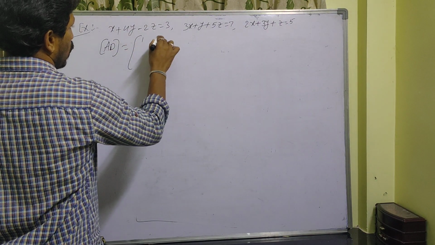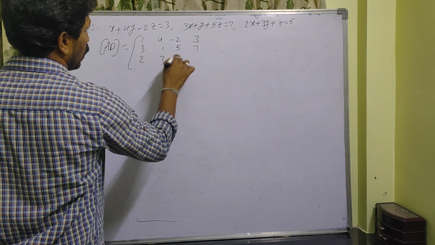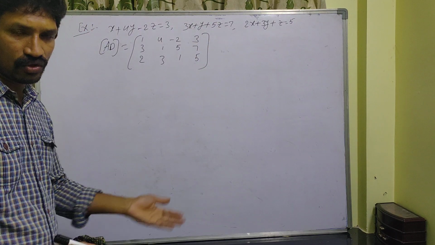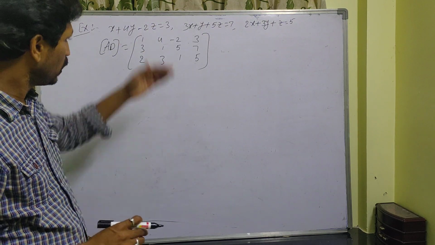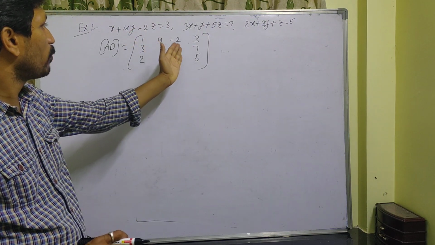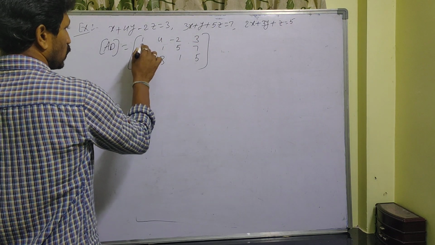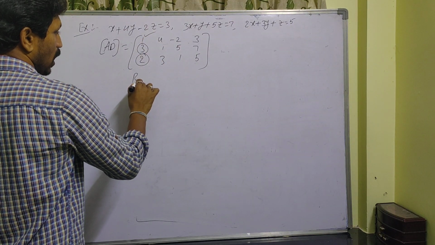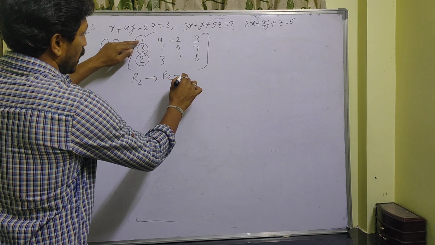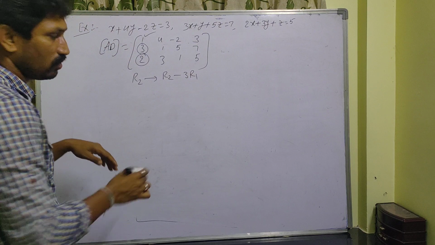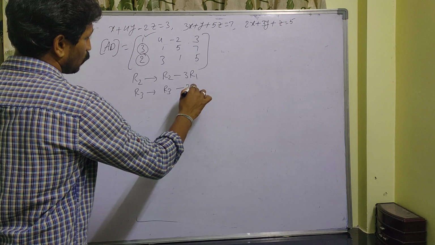So what is it? 1 4 minus 2 3, 3 1 5 7, 2 3 1 5. Actually the previous question is not wrong, but if you change the entries you get like that. Okay, actually the original coefficients are 1 4 minus 2 3, 3 1 5 7, 2 3 1 5. Now you do this problem. So making these two zeros by using 1. So R2 implies R2 minus 3R1, you know how to write this one, and R3 means R3 minus 2R1.